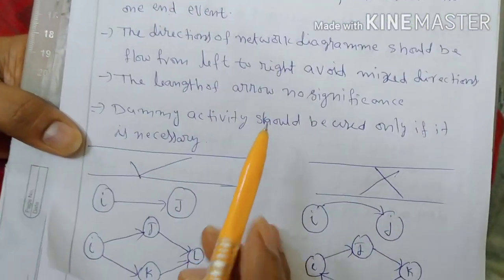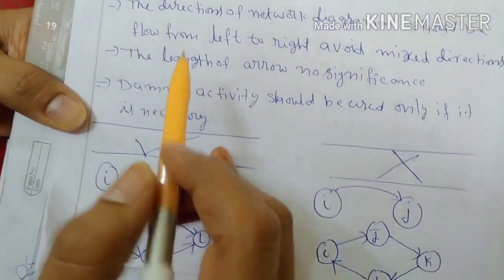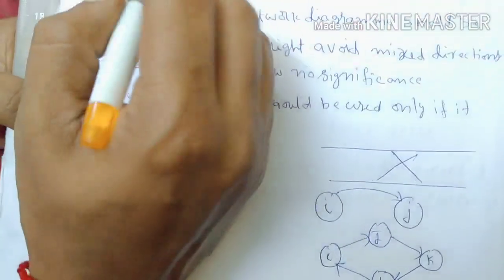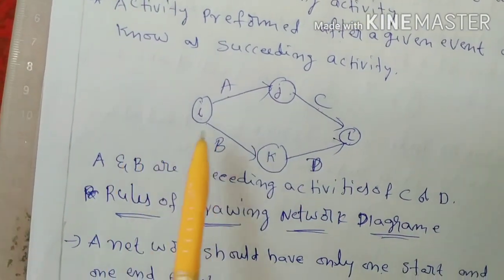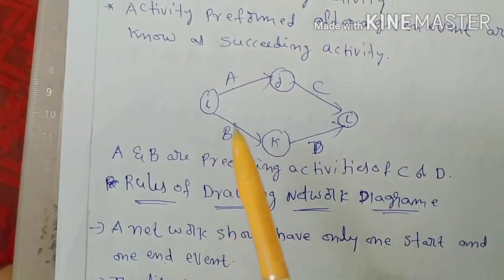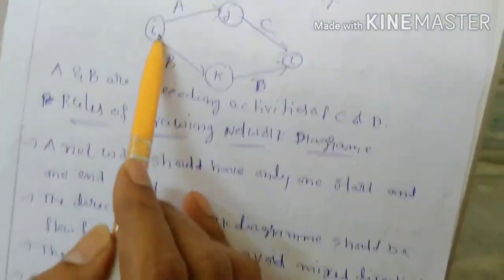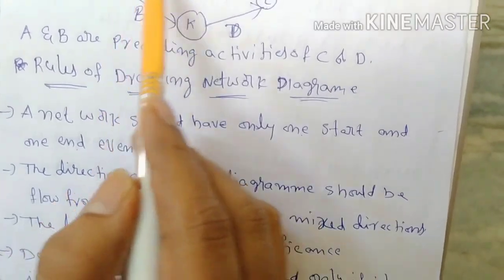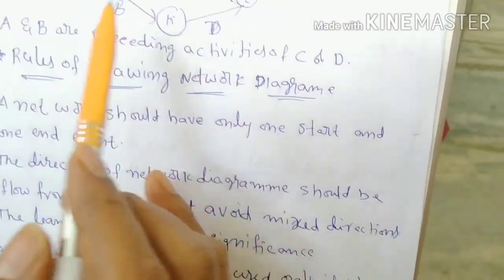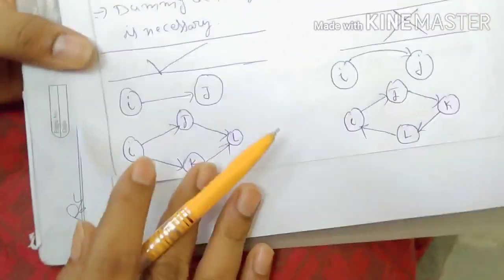At the same time, one more point you need to remember: the numbering of I and J will be there. In the problem area we used to mention 1, 2, 3, 4 likewise. So the numbering won't repeat. Once 1 is there, 2 is there, 3 is there, 4, I, J, K, L are there, we won't mention J two times or L two times. Likewise, we need to take care of the activities.